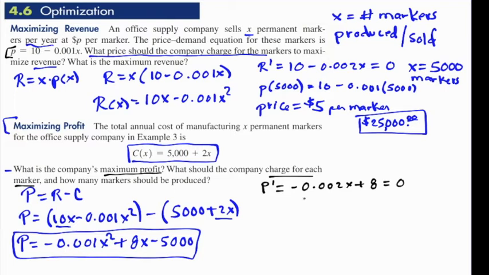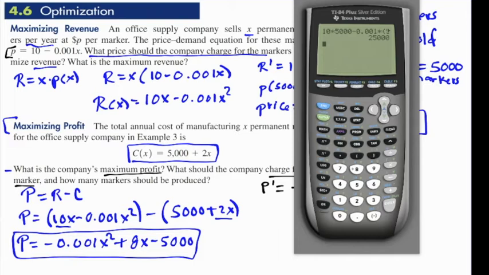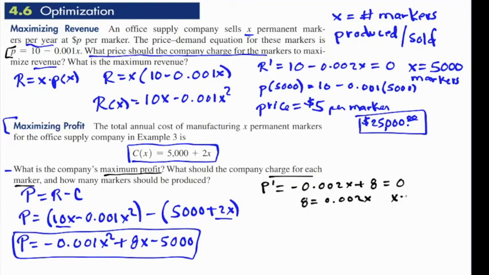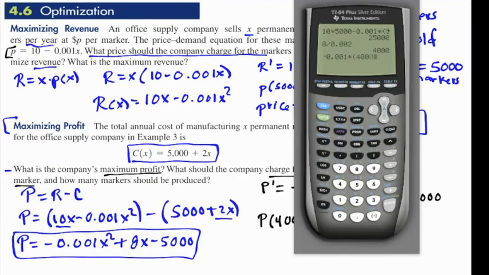And we want to set that equal to 0 and solve for x. So we get 8 is equal to positive 0.002x. And we want to divide 8 by that decimal. 8 divided by 0.002 tells us x is 4,000. And now we can find the profit at 4,000. And this gives us a maximum profit of 11,000.